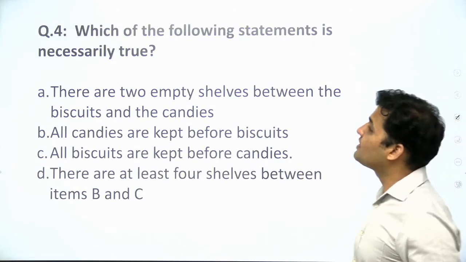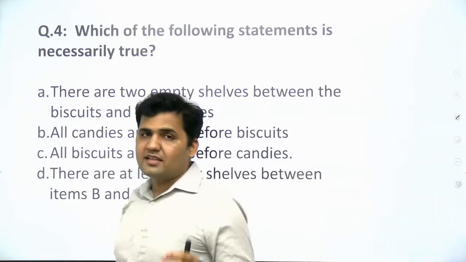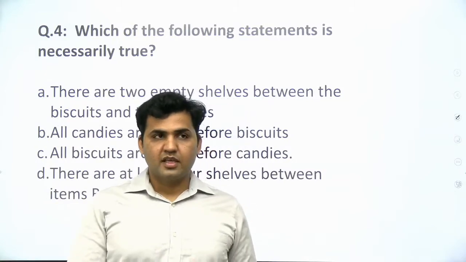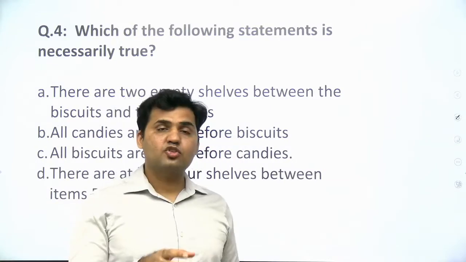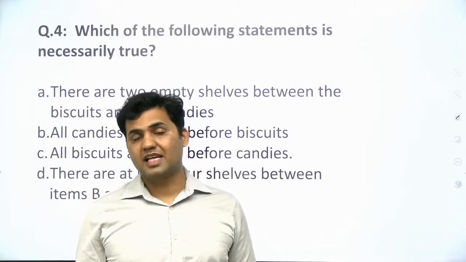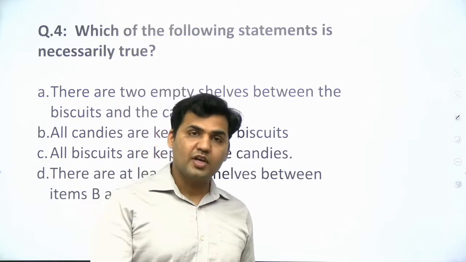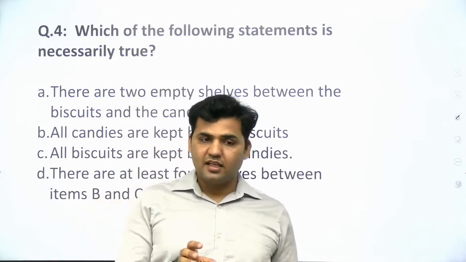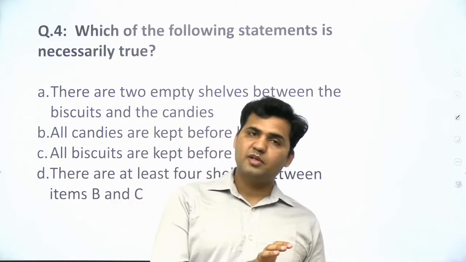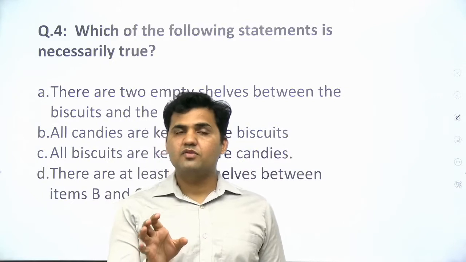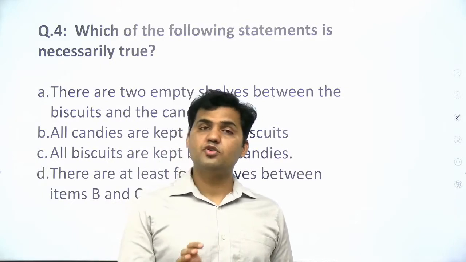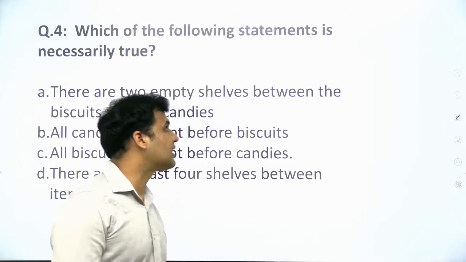Which of the following statements is necessarily true? Now, when the examiner asks you for the statement which is necessarily true, that means it has to be true in all possible cases. It must hold in all possible combinations. It's not that if I have 8 different possibilities, a statement which holds in only one of the possibilities is necessarily true. Necessarily true means it has to be true in all the possible cases.